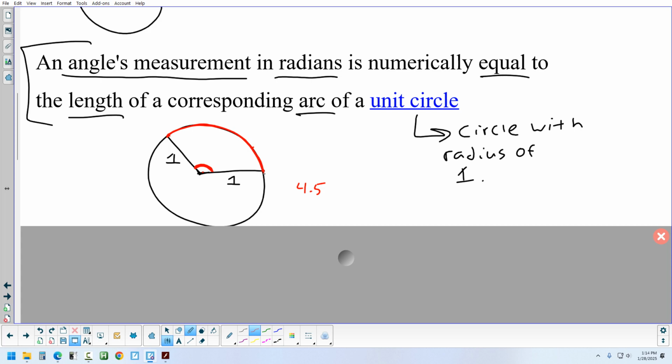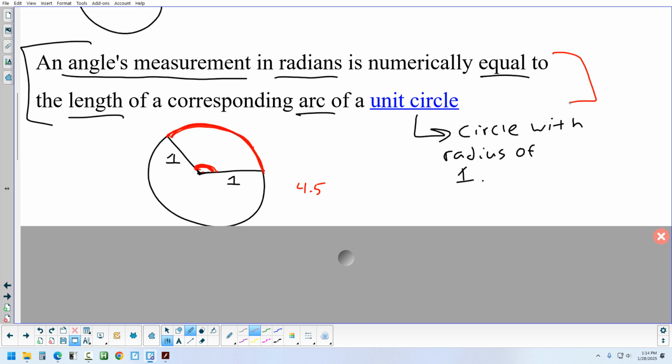If you take a protractor and you measure that and it comes out to 3.6, and you take a piece of string and you put it on that, that piece of string is also going to come out to 3.6. This number and that number always come out exactly the same on a unit circle. And that's how many radians. That's what this is saying.